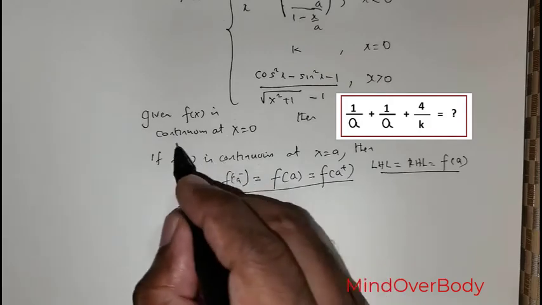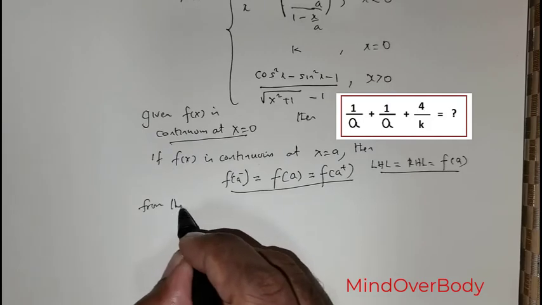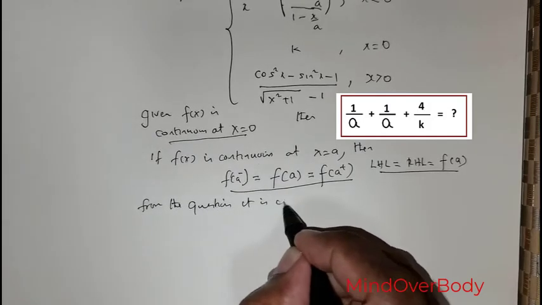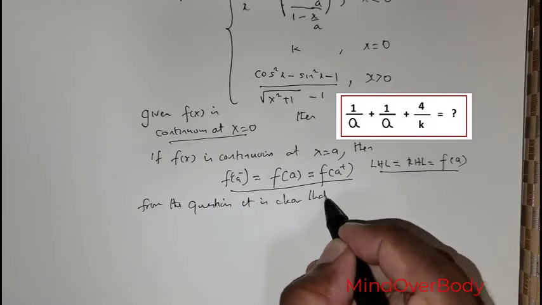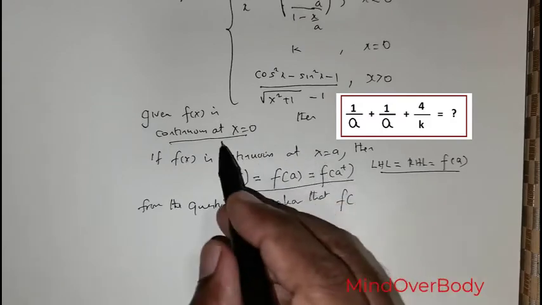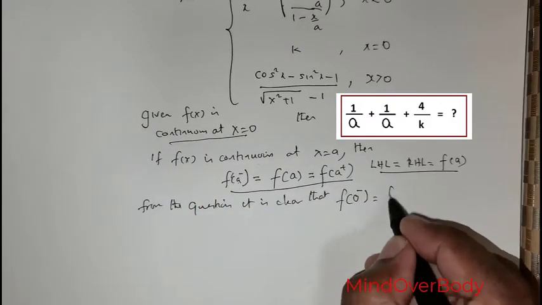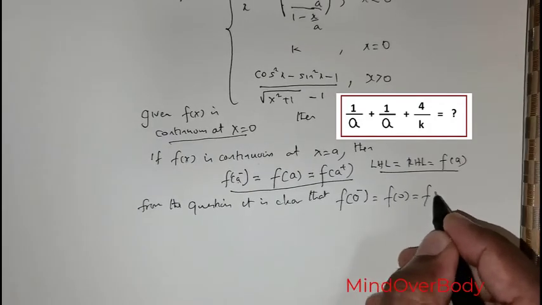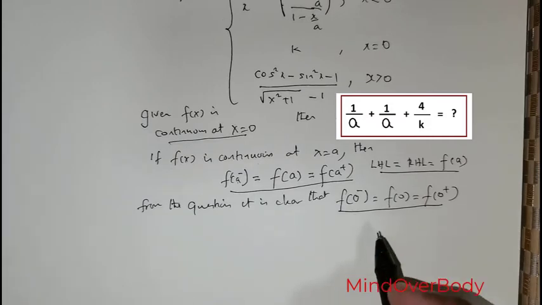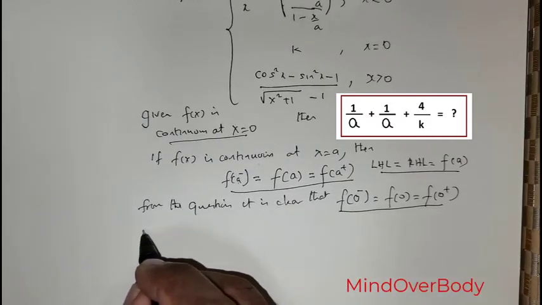So in this question, it is given that f of x is continuous at x is equal to 0. Since it is already given in the question, it is clear that f continues at 0, so f of 0 minus is equal to f of 0 is equal to f of 0 plus. So this is already true.